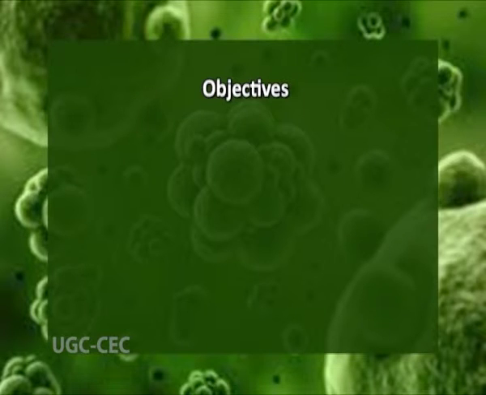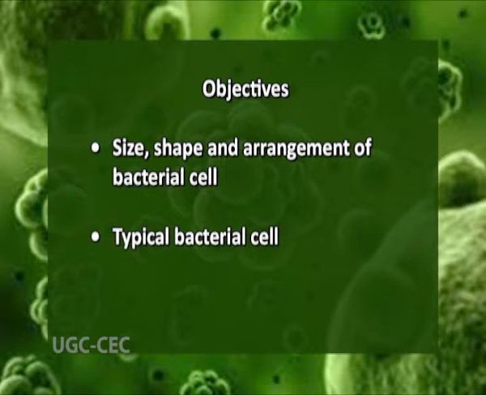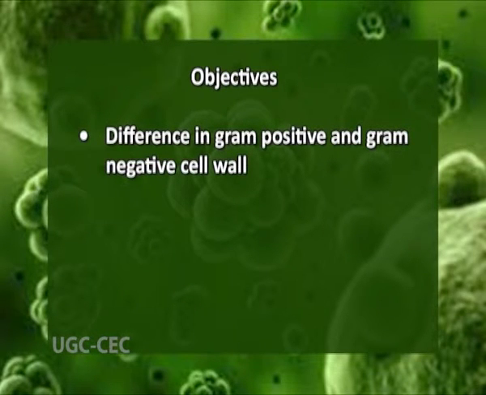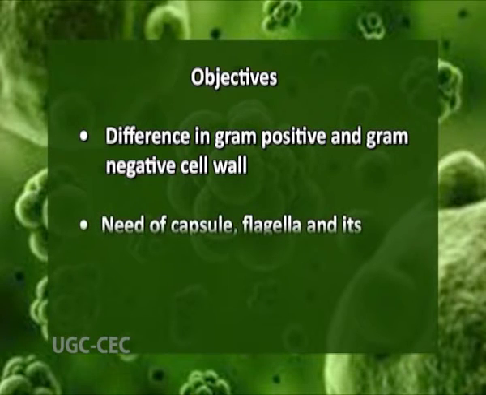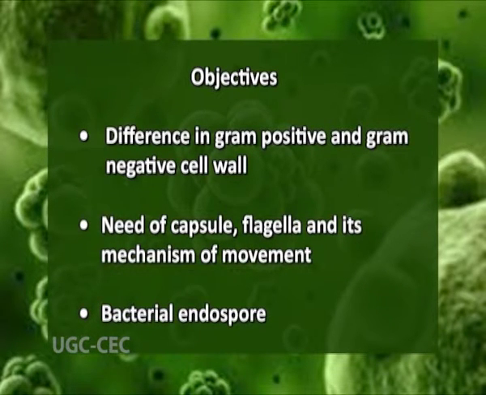Hello friends, today we are going to discuss the topic overview of bacterial cell. Today we will try to learn about size, shape and arrangement of bacterial cells. To get an insight about a typical bacterial cell: cell membrane, cytoplasm matrix, inclusion bodies and nucleoid. To know about the structure of cell wall and difference in gram-positive and gram-negative cell wall. To understand the need of capsule, flagella and its mechanism of movement. Lastly, to know about bacterial endospore.